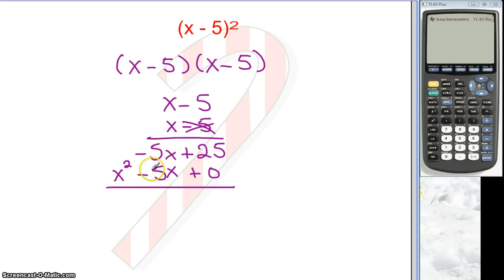Again, what you should notice is that the like terms are identical, and that's what happens when you have a special case like squaring a binomial. So now we're going to add down the columns. So x squared, negative 5 and negative 5 makes negative 10. Bring down the x. 25 plus 0 is 25.